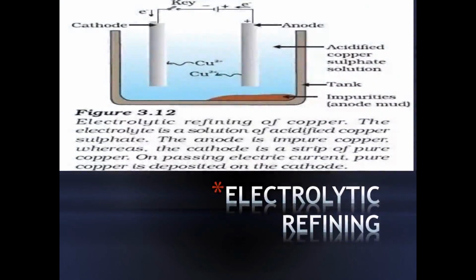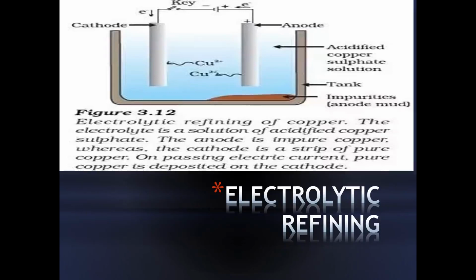Now what is electrolytic refining? In electrolytic refining, the crude metal is refined by electrolysis. It is carried out in an electrolytic cell containing an aqueous solution of salts of the metal of interest. The rods of impure metal are used as the anode and thin strips of pure metal are used as the cathode.